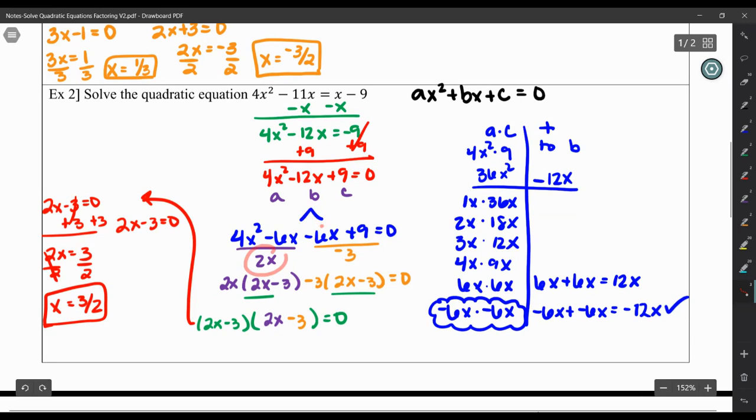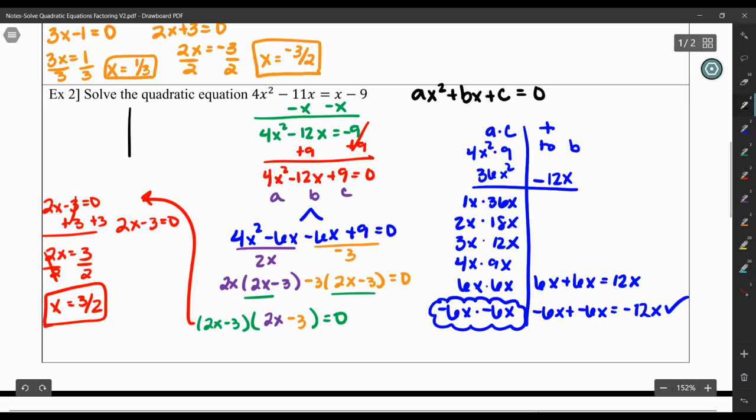Then take out the common number of 2x in the front and the common number of negative 3 on the other half. Then you end up with the same factor, 2x minus 3 times 2x minus 3. So when you use your zero product property, you end up with 2x minus 3 equals 0 and 2x minus 3 equals 0. These are the exact same equations, so you don't need to solve both of them. These are both going to give you the same solution of x equals 3 over 2. So when you come out with the same factor, what that means is you really only have one solution.